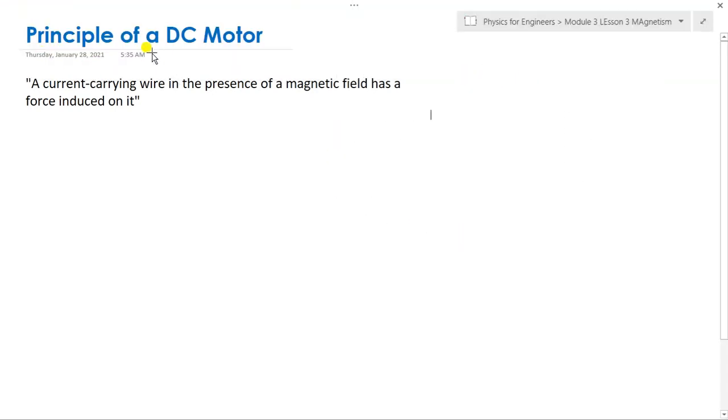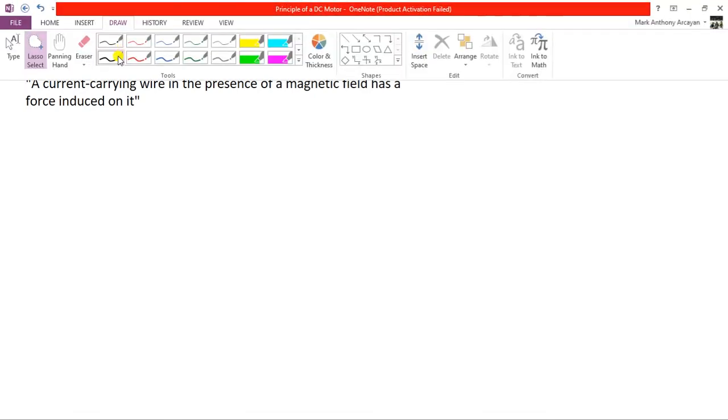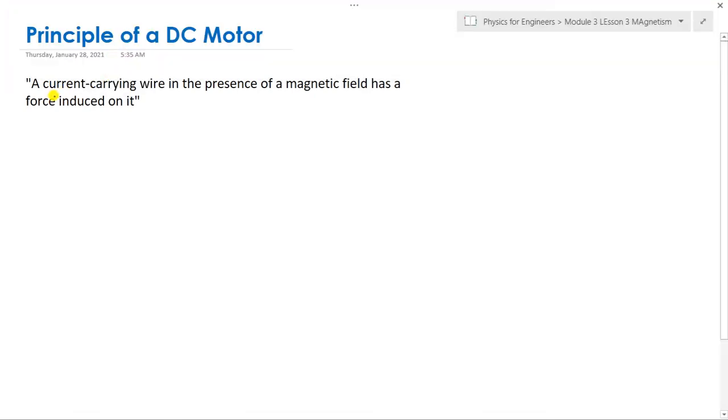So here, ang principle sa DC motor, actually, nagikan ra aning statement. This statement means that a current carrying wire in the presence of a magnetic field has a force induced on it. So, di ba, sa previous nga discussion on electromagnetism, if naa tay conductor, naay current ug naay magnetic field nga nag-surround niya.